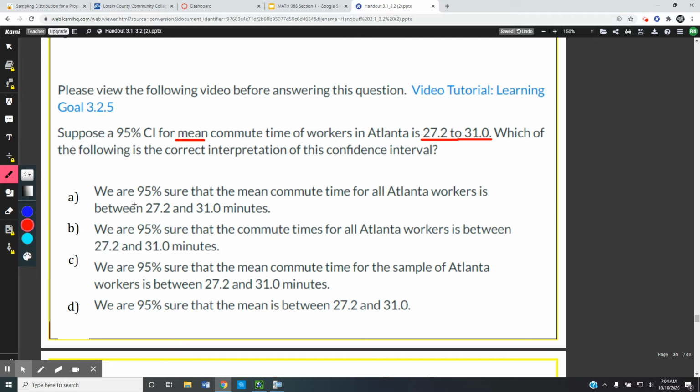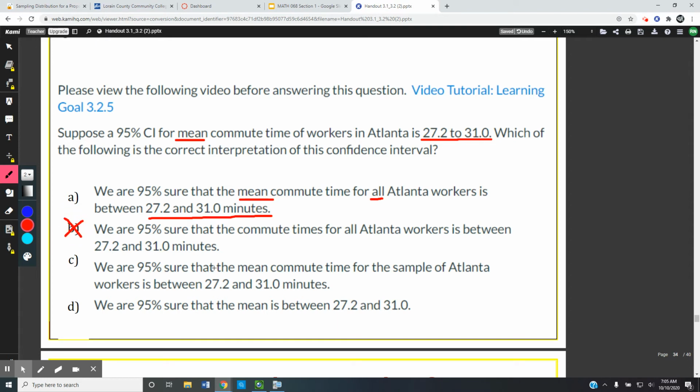If we look at the top one, we're 95% sure that the mean commute time for all Atlanta workers is between 27 and 31. Well, that one looks excellent. Let's look at the other ones, to make sure. We are 95% sure the commute time for all Atlanta workers is between 27 and 31 minutes. Okay, the word mean does not pop into this one. It just says the commute time, not the mean commute time.